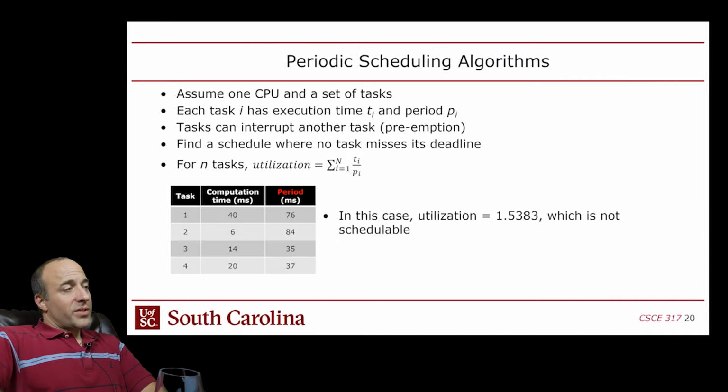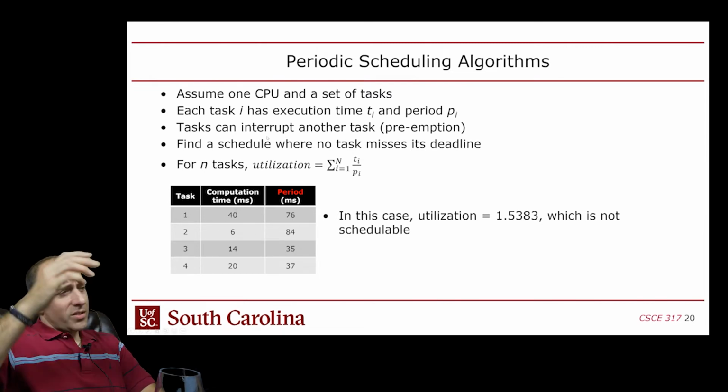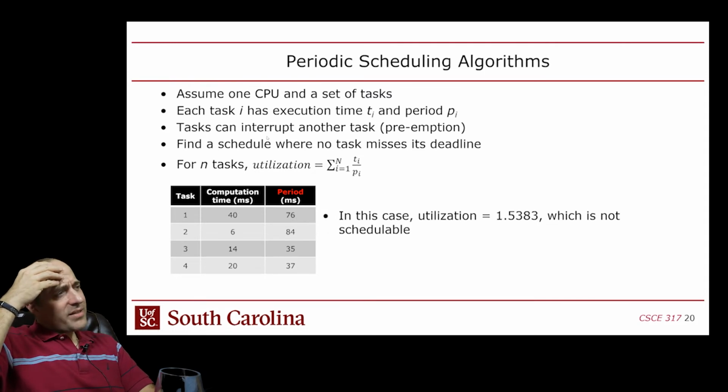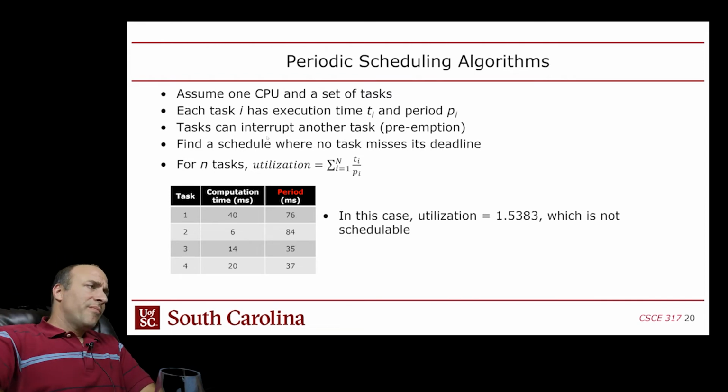Assume we have one CPU and a set of tasks. Each task has an execution time and a period, denoted as T sub I, P sub I. Tasks can interrupt another task through preemption, as I mentioned. You want to find a schedule where no task misses its deadline, and for a given set of tasks, execution time or computation time and period, we can calculate that task set's utilization, which is the sum of the ratios of their execution time over their periods.